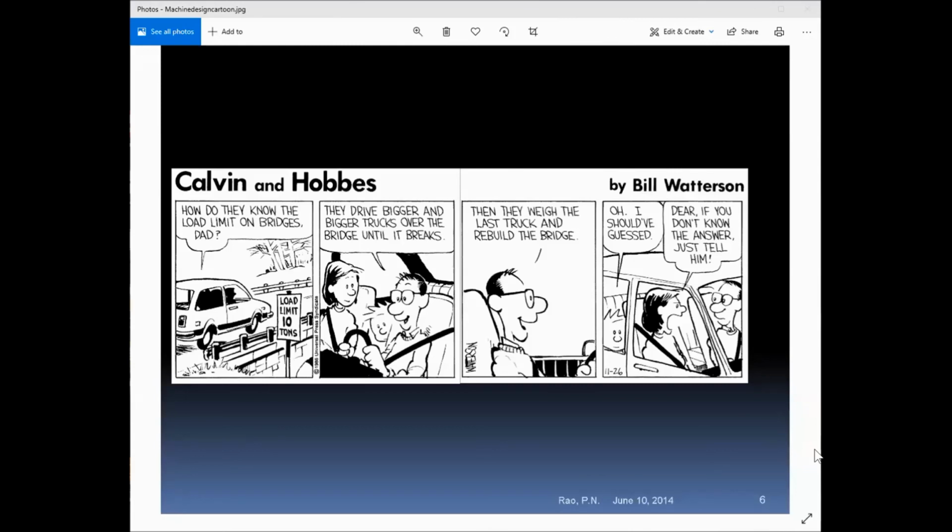How do they know the load limit on bridges, Dad? They drive bigger and bigger trucks over the bridge until it breaks. Then they weigh the last truck and rebuild the bridge. Oh, I should have guessed. Dear, if you don't know the answer, just tell him.